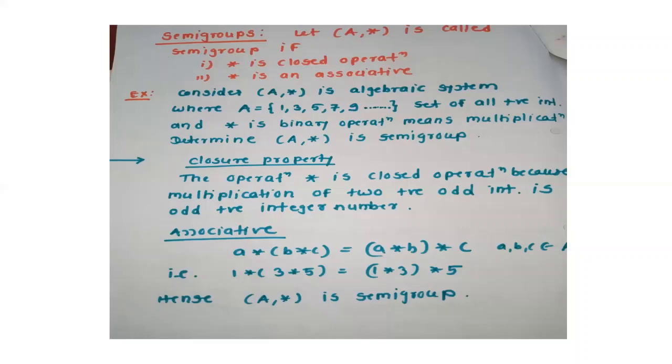Next, associativity: (A star B) star C is equal to A star (B star C). We know star is multiplication, so whenever you consider any three integers, the product is the same. Consider 1, 3, 5. Then (1 star 3) star 5 is equal to 1 star (3 star 5). Both LHS and RHS give the same result, that is 15. Therefore, we can say that (A, star) is a semigroup.